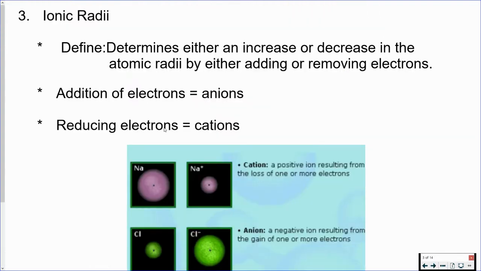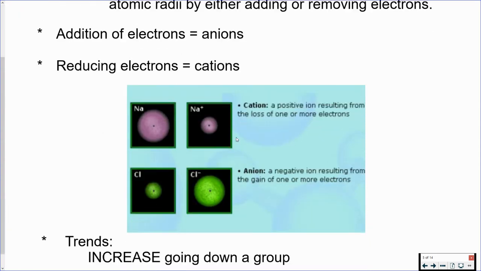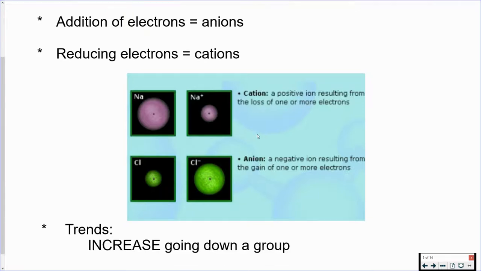The next one that we have is ionic radii. It's telling us the radius when it becomes an ion. So the big part that we want you to understand is that cations become smaller, and the reason they become smaller is they lose an electron. If you lose electrons, you have more protons than electrons, which means you can pull those other electrons closer to the nucleus, which makes it smaller.